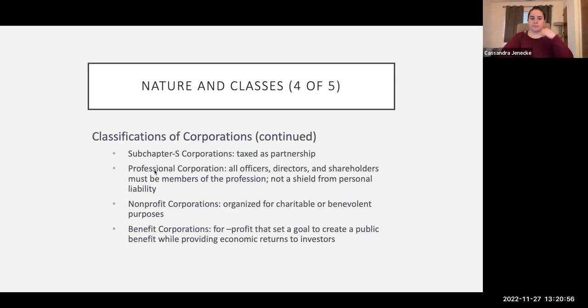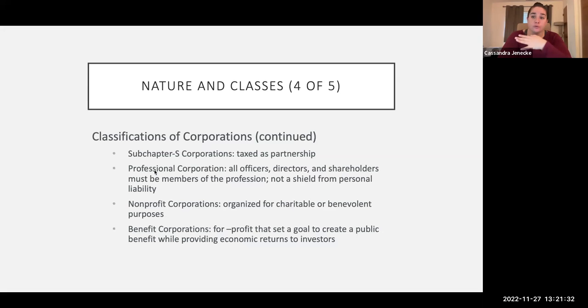Some other ones that you may come across in your reading, or in any labs that you do in relation to this: Subchapter S corporations, which we discussed when we talked about partnerships. Professional corporations require that all officers, directors, and shareholders must be members of the same profession. So doctors' offices, legal businesses, or groups of lawyers will often operate as professional corporations. This does not act as a shield for personal liability, so malpractice liability.